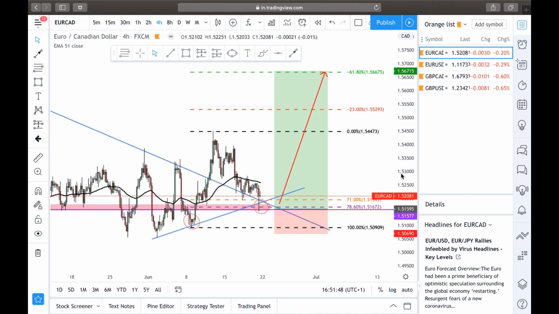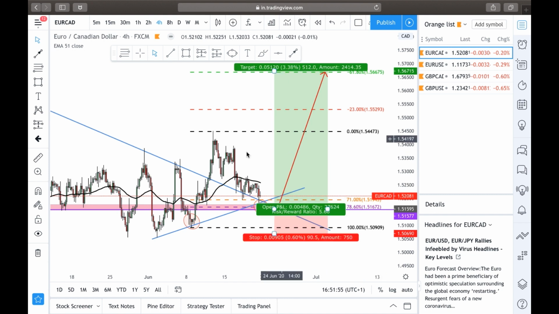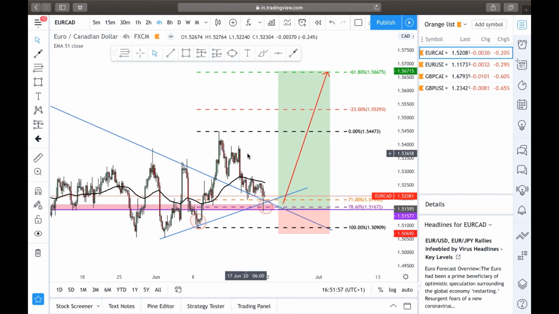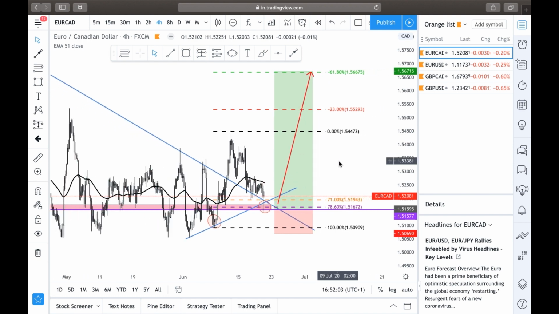So in this week's episode, we have four pairs, some buys, some sells, some long-term, some short-term. And I'm just going to be breaking down some clean chart analysis for you. So yeah, let's just get stuck into it. So first we have EURCAD.